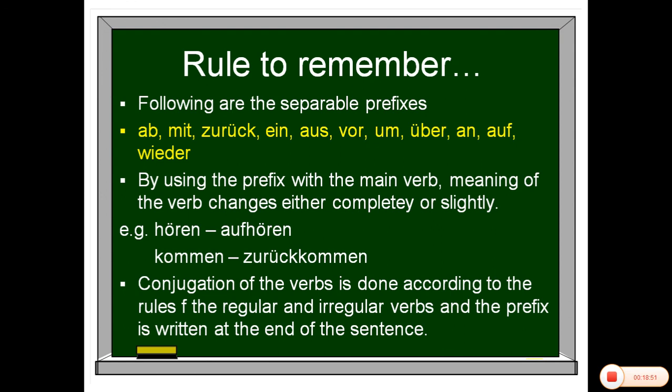So let us discuss the verbs here. For example, abfahren, to depart. Fahren means to travel, but abfahren means to depart, right? Kommen means to come, but mitkommen means to come along because mit means with.